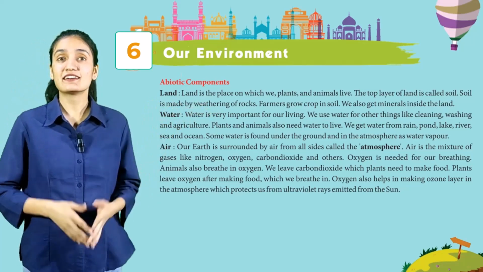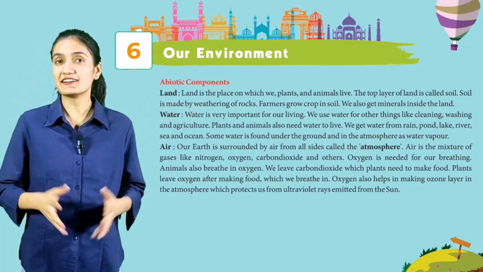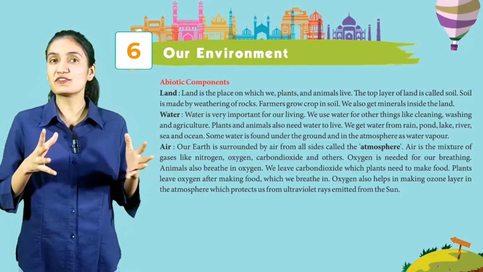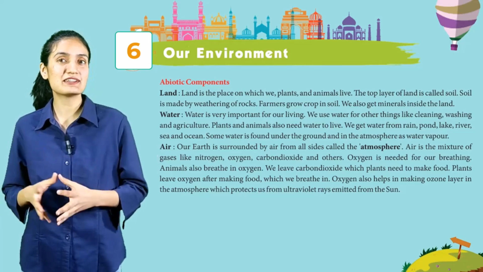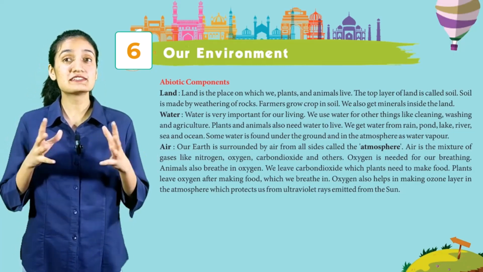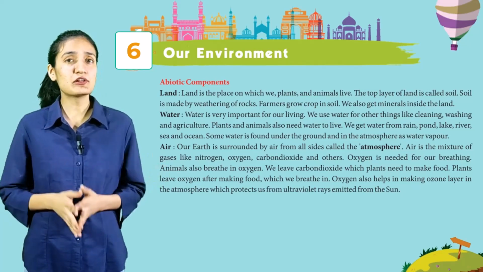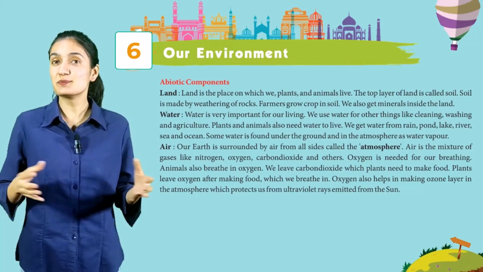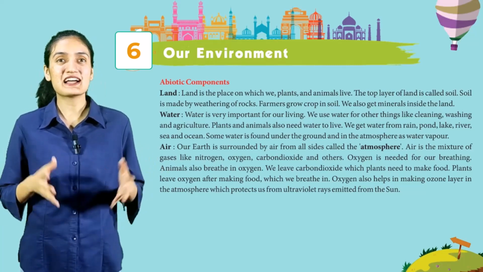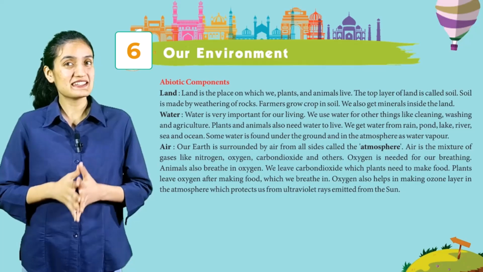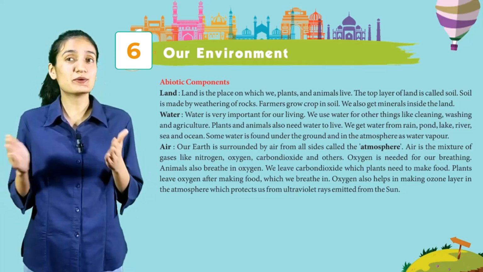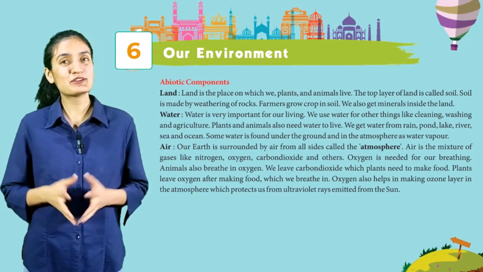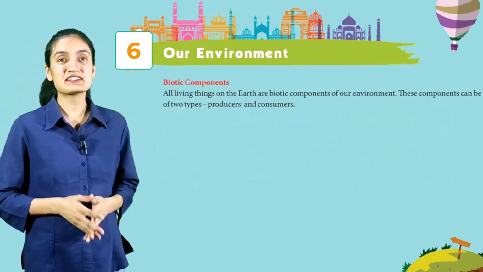Next is air. Our earth is surrounded by air from all sides, called the atmosphere. Air is a mixture of gases like nitrogen, oxygen, carbon dioxide and others. Oxygen is needed for our breathing. Animals also breathe in oxygen. We leave carbon dioxide, which plants need to make food. Plants leave oxygen after making food, which we breathe in. Oxygen also helps in making the ozone layer in the atmosphere, which protects us from the ultraviolet rays emitted from the sun.